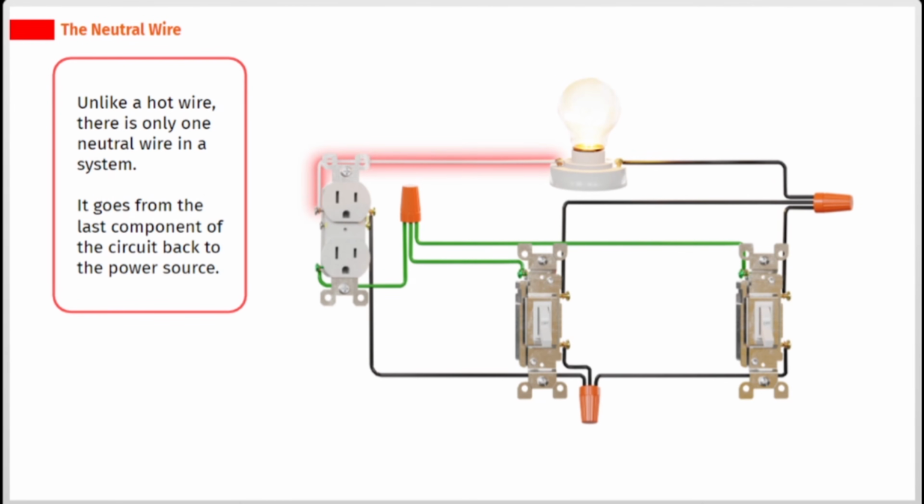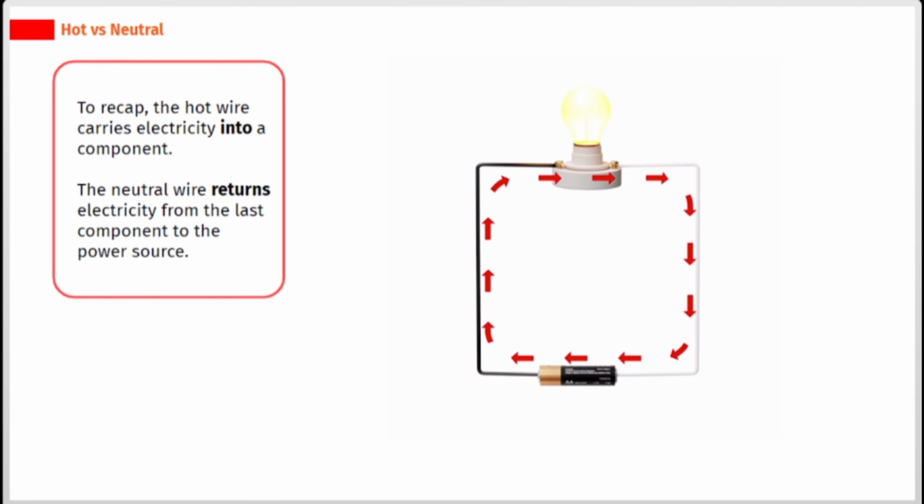Unlike a hot wire, there is only one neutral wire in a system. It goes from the last component of the circuit back to the power source. To recap, the hot wire carries electricity into a component. The neutral wire returns electricity from the last component to the power source.